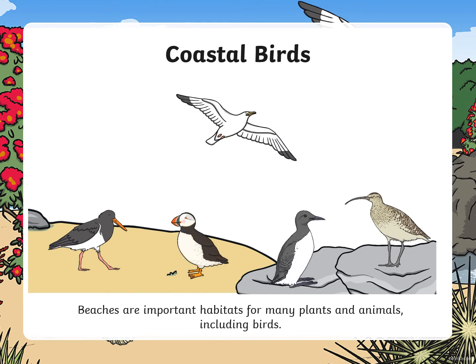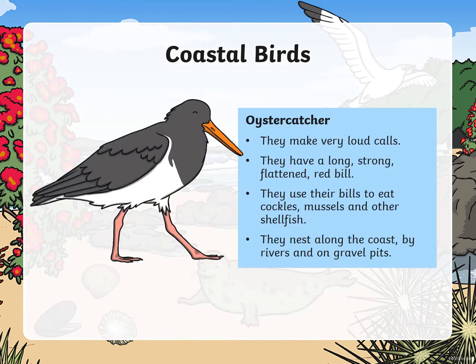Okay, we're going to think about coastal birds. Beaches are important habitats for many plants and animals, including birds. Let's have a closer look at some of the birds found by the coast. Here is a picture of an oyster catcher. Oyster catchers make very loud calls. They have a long, strong, flattened red bill. They use their bills to eat cockles, mussels and other shellfish. They nest along the coast, by rivers and on gravel pits.